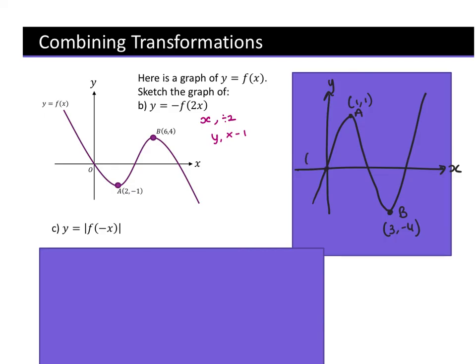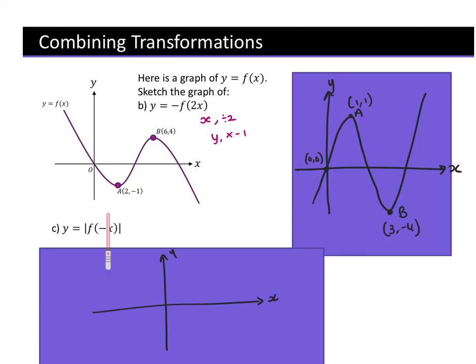And we've still got our coordinate (0, 0). Now what we're going to do in part c is, first of all, it says minus x. So I'm going to do that first. Then I'm going to draw the modulus. We're always going to do the transformation first and then the modulus. So if I have my y and my x.